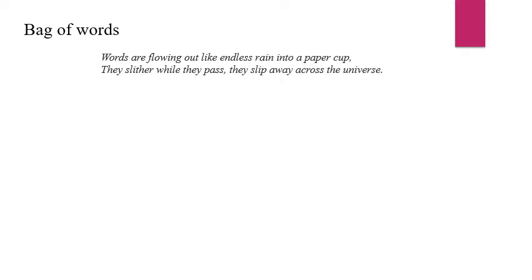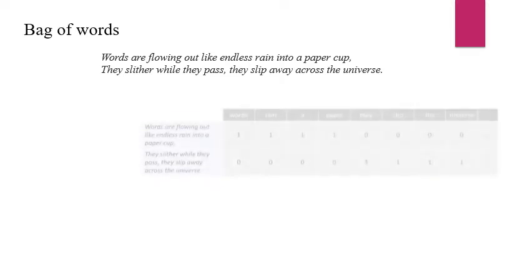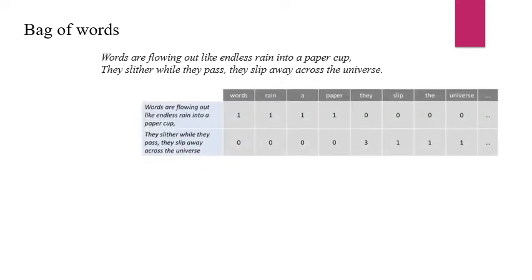For example, in this sentence, we divided this sentence into two rows and found the frequency of every word. Just like rain, frequency of rain is 1, frequency of paper is 1, and so on. The next process is tokenization. Tokenization is an important part of the NLP process.